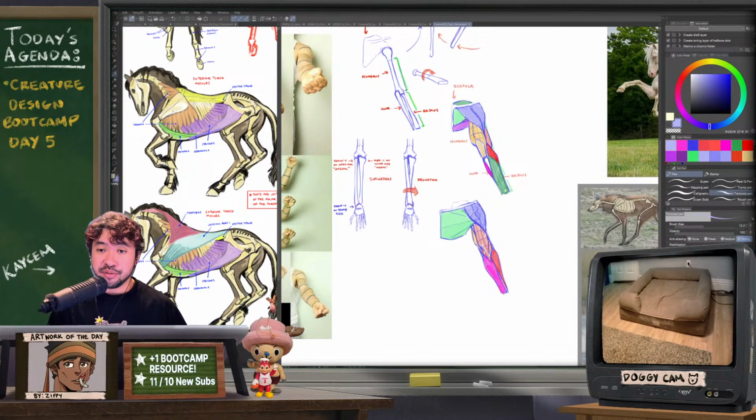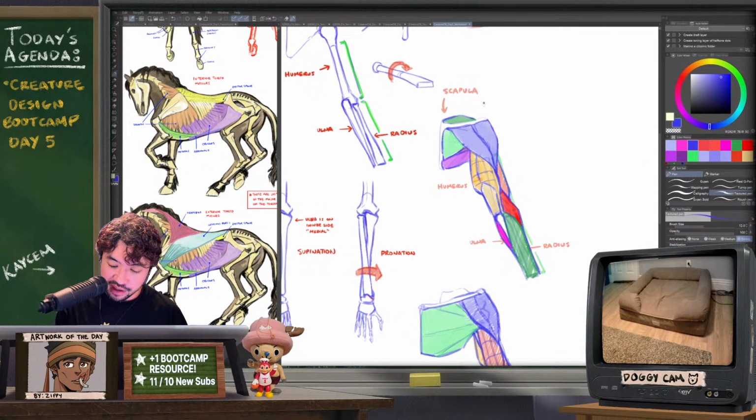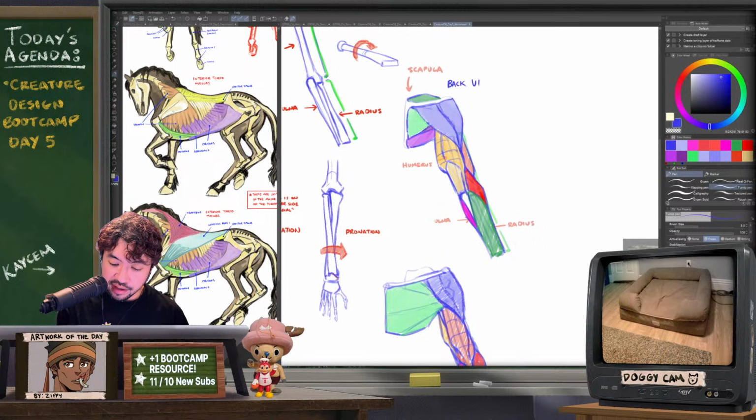Okay. So we're back from the ad break. Let's talk about some things, right? So this right here is arm and back view. And then this right here in the bottom section there is arm in front view.